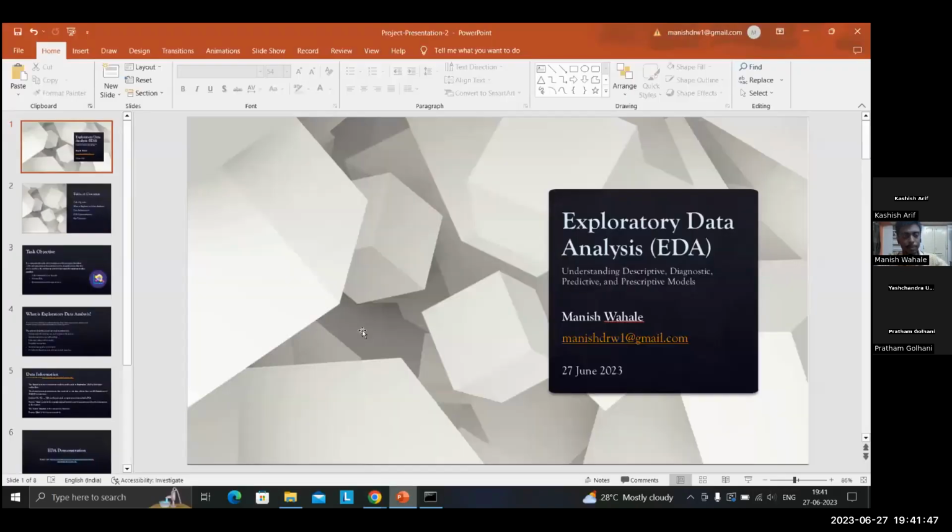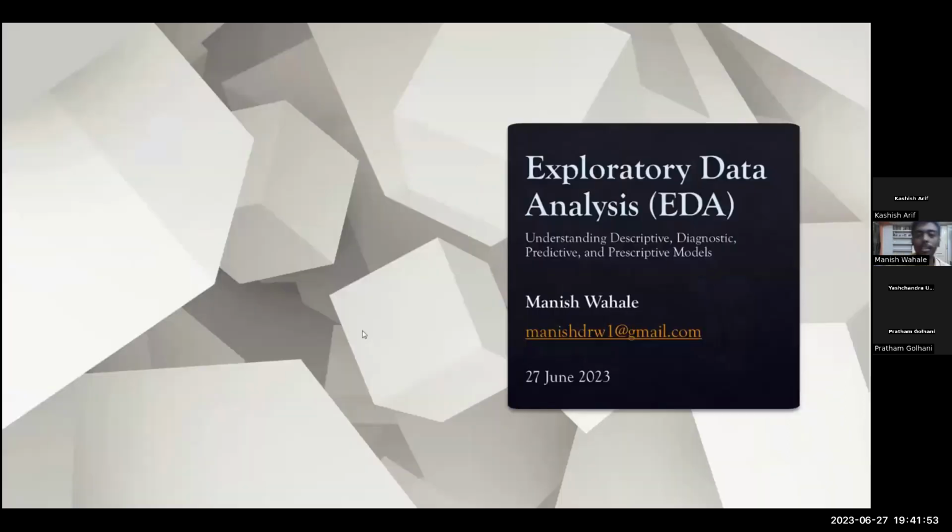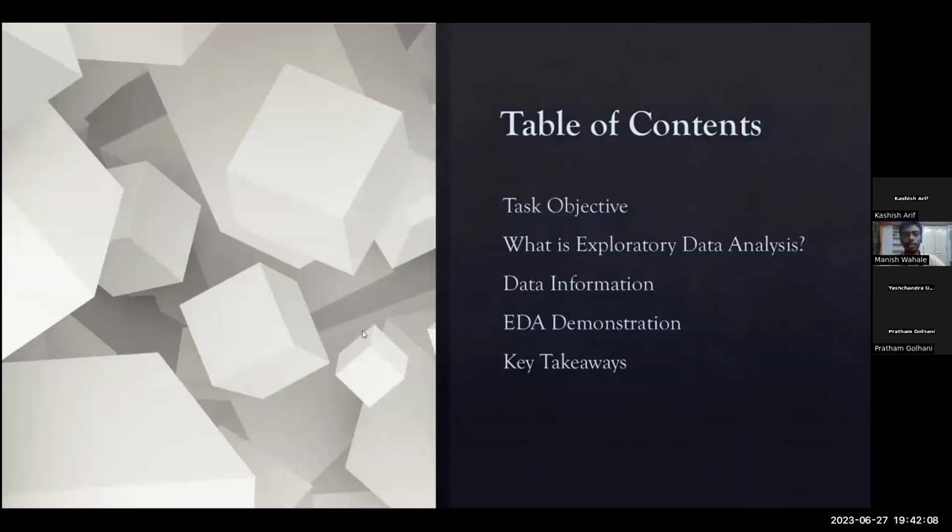Is the screen visible? Yeah, it is visible in the chat. So again, good evening, sir. I'm very pleased to be here. I'll be talking about the task, which is exploratory data analysis, EDA, for the project understanding descriptive, diagnostic, predictive and prescriptive models. So let's get started. This is the table of contents.